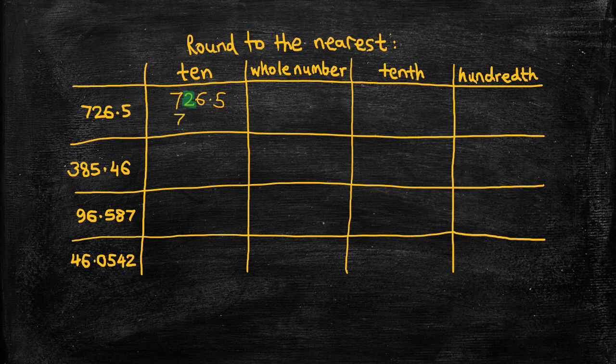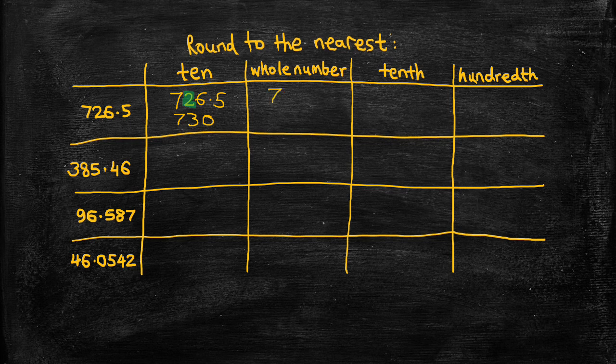So we'll write down 7 and then 3, and then any other place values that we need to fill in, we'll fill in with zeros. So 726.5 rounded to the nearest 10 is 730.